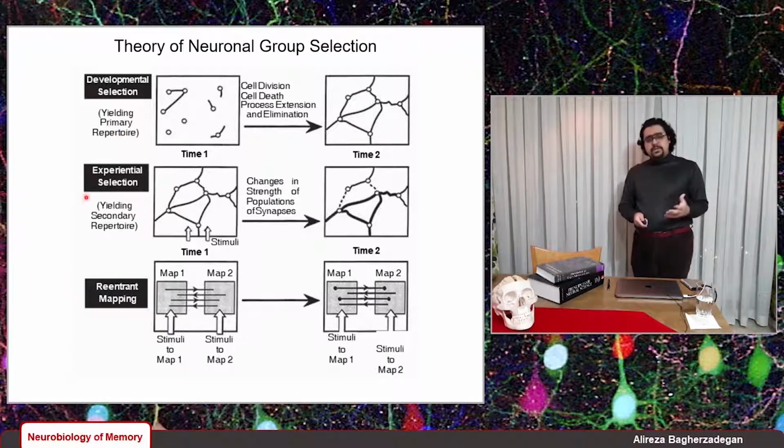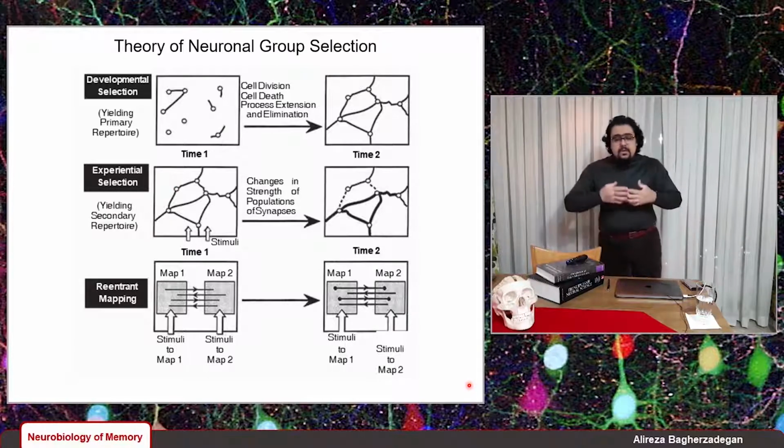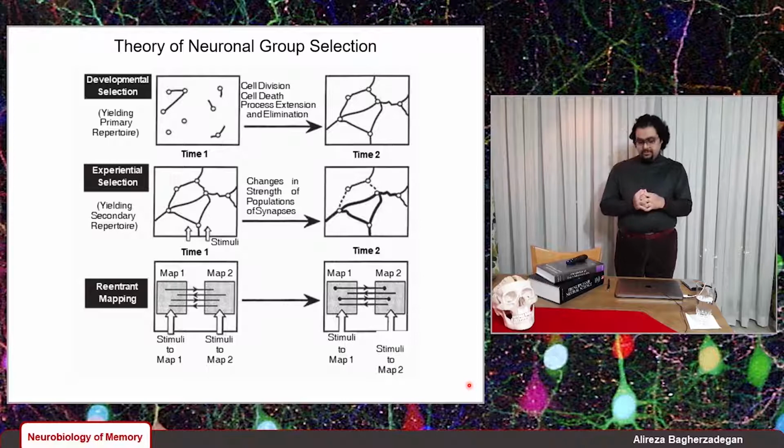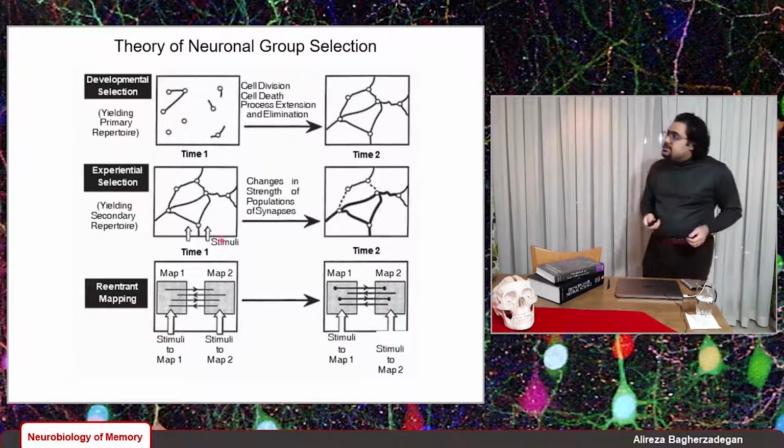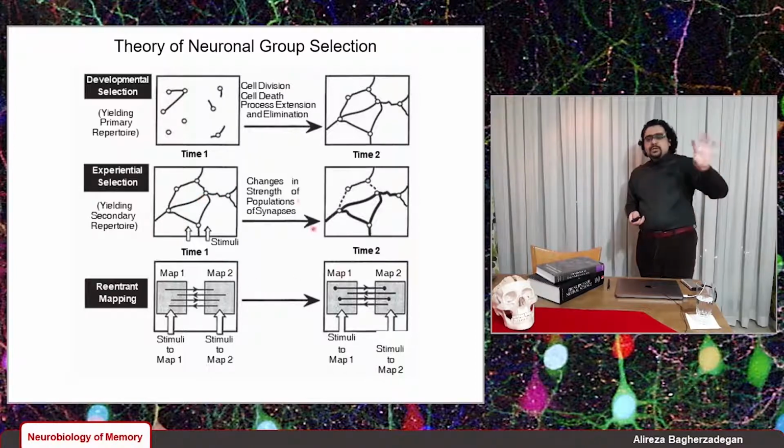And then we have another type of selection called experiential selection, which, again, the name suggests what it means. It's a type of neuronal group selection that happens because of experience, because of our interactions with our environment. For instance, we have a stimulus here at time 1, and then the stimulus causes some changes in the strength of synapses. It may strengthen some of the synapses and it may weaken some of the synapses.